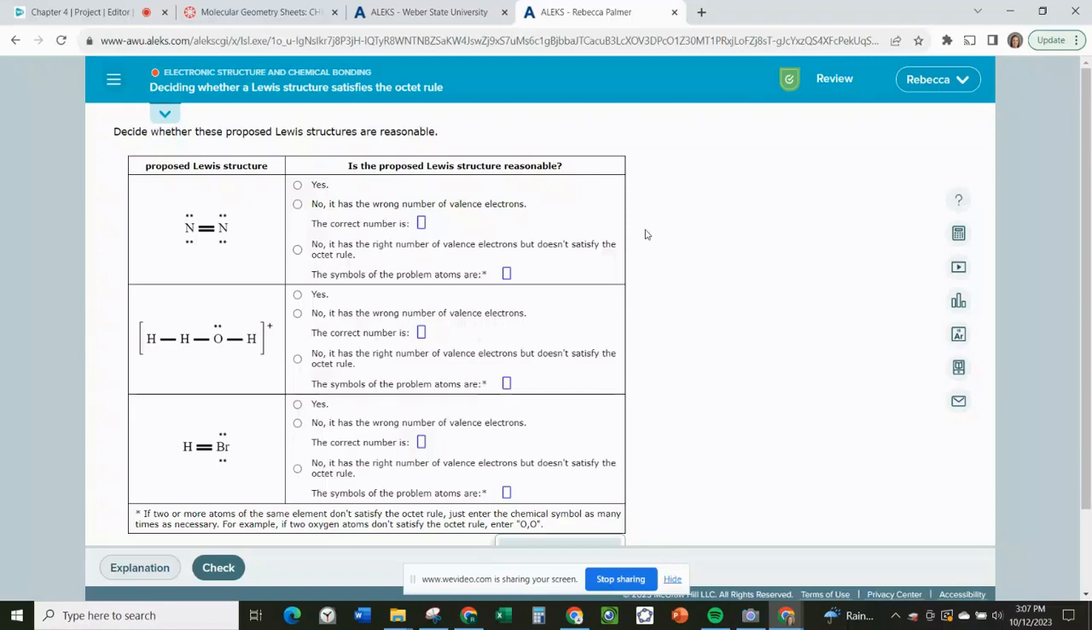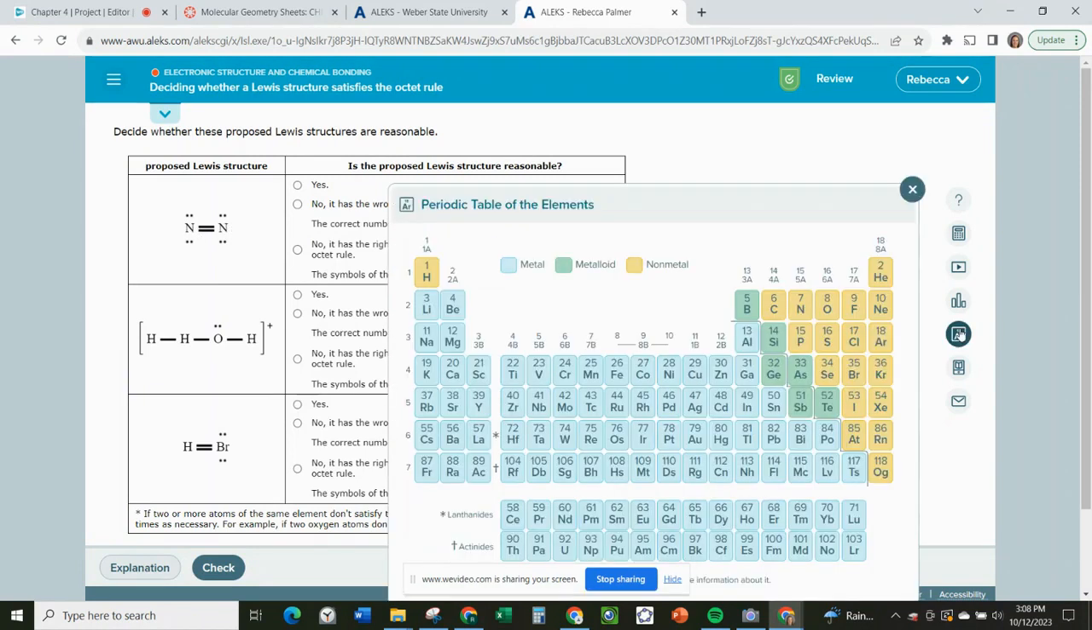Structure is reasonable. And then if it's not reasonable, we have to explain why. So the first thing that we're going to do is answer this question. Does it have the correct number of valence electrons, or does it need a different number? So this one is 2 nitrogens, so we're going to figure out how many valence electrons a nitrogen needs. We use the periodic table for that.